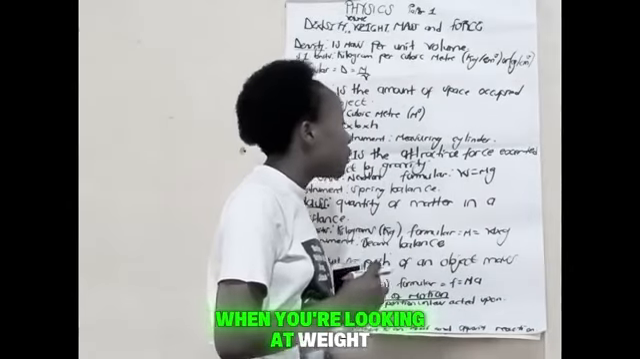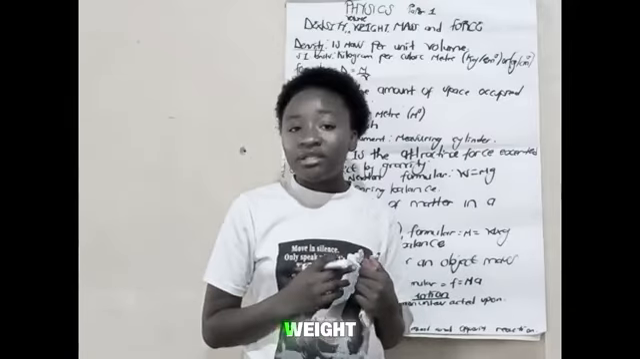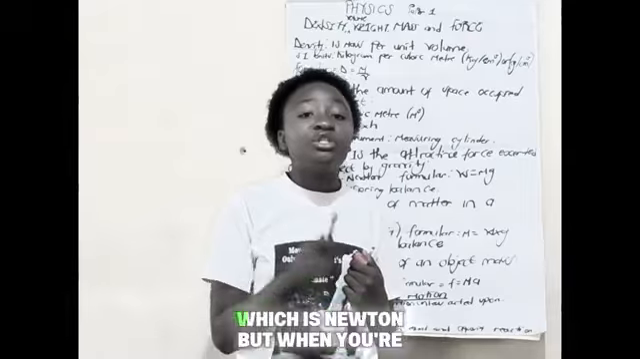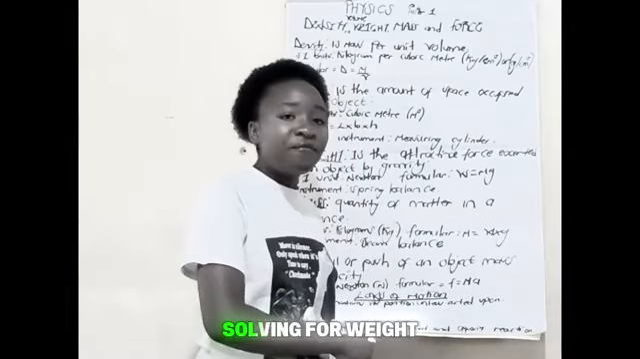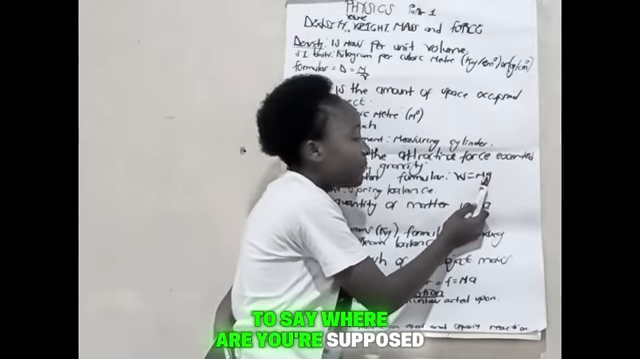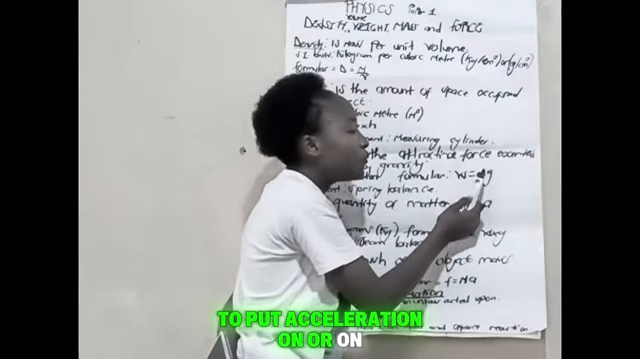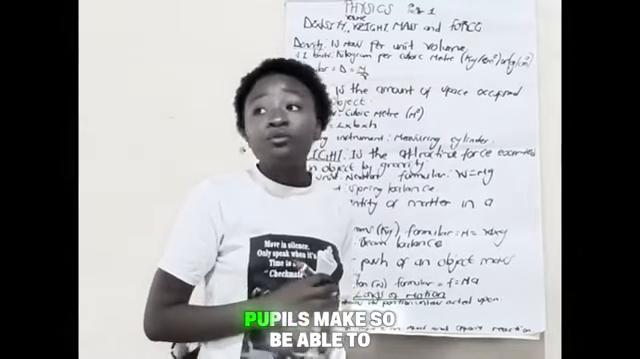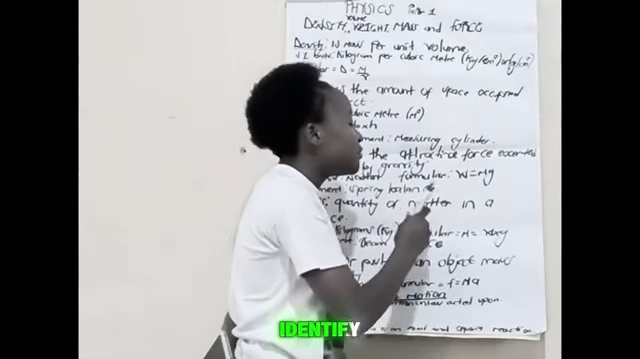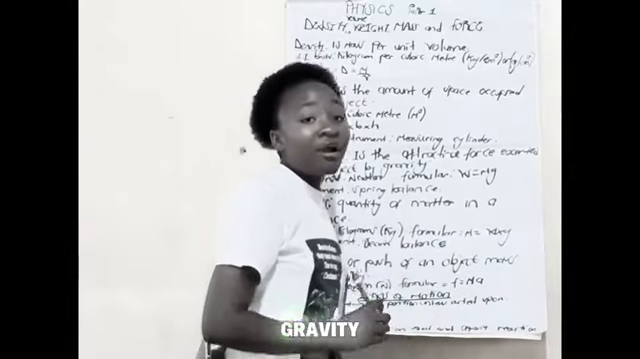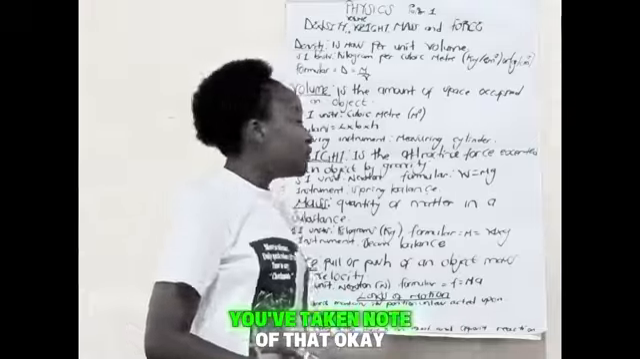When you're taught to solve for weight, remember that weight and force have the same SI unit, which is Newton. But when you are solving for weight, be able to say where you are supposed to put acceleration for force, and where to put gravity. These are the common mistakes that pupils make. So be able to identify that now I'm dealing with weight and it's supposed to be mass times gravity. Okay, you've taken note of that.